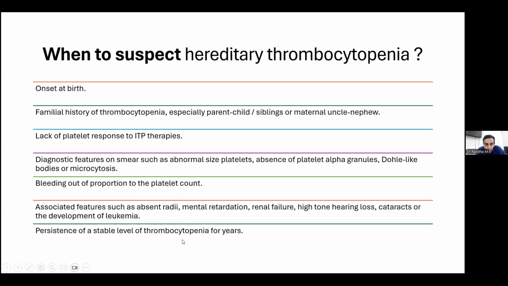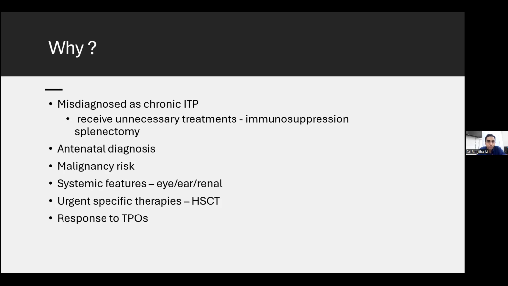One of these things which is kind of interesting is the persistence of a stable level of thrombocytopenia. So our patient with the RUNX1, who had come to us for a second opinion from one of the other oncology centers in Bangalore, the mother was very sure that hers, her mother's, her aunts', and her son's platelets were always hovering between 30, 40, 50, 60,000. So that was probably a clue to say that this is not an ITP.